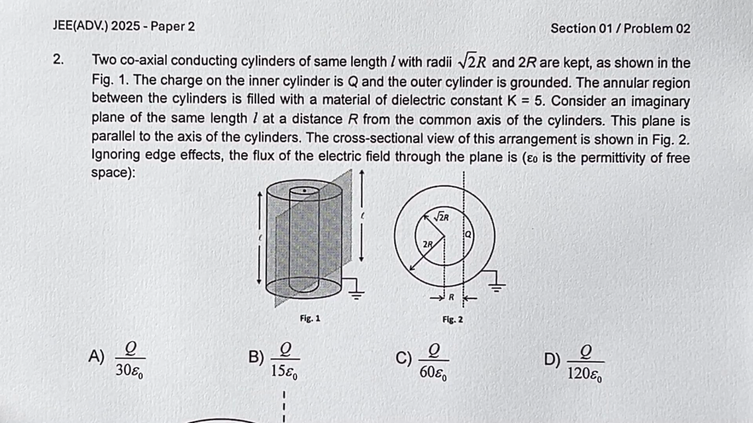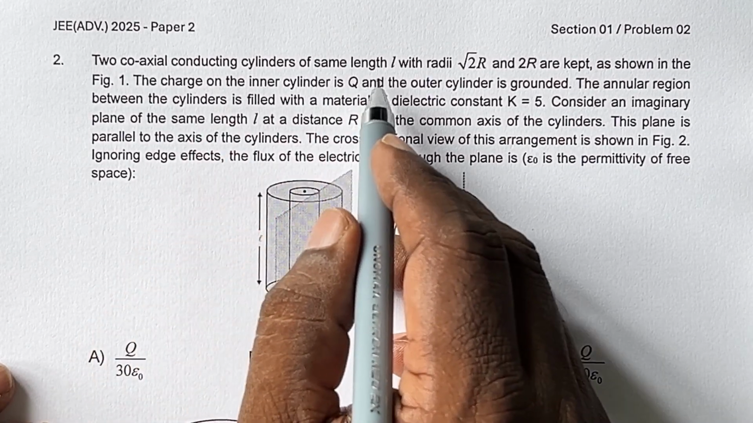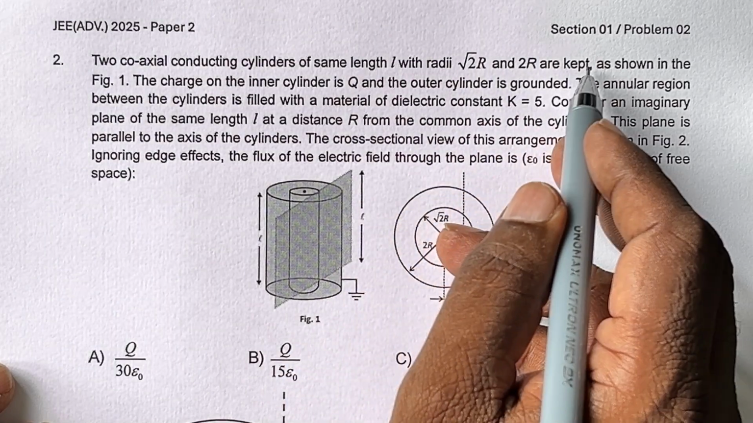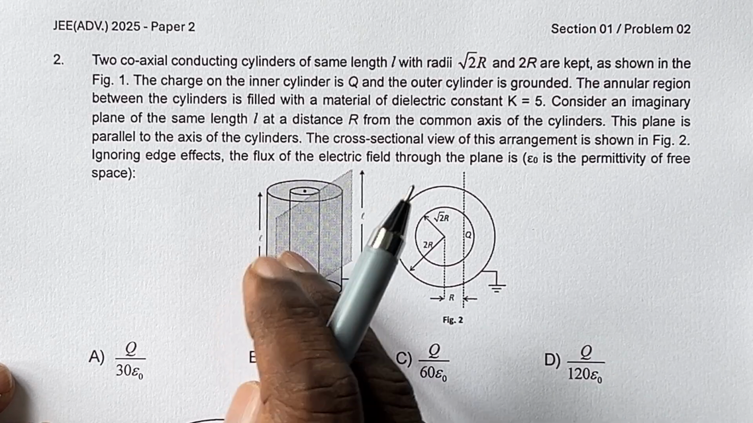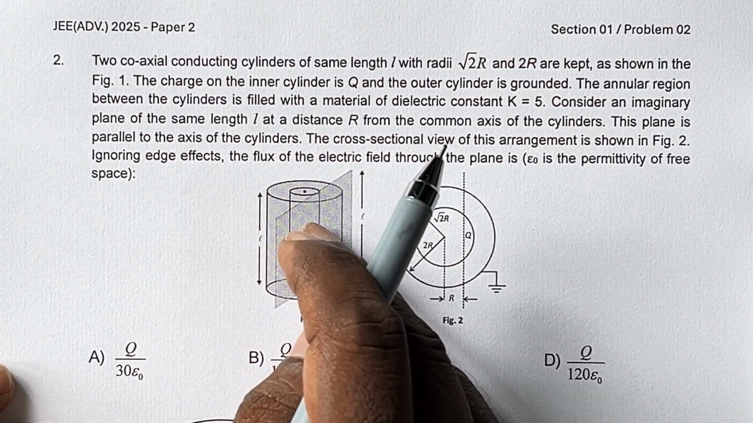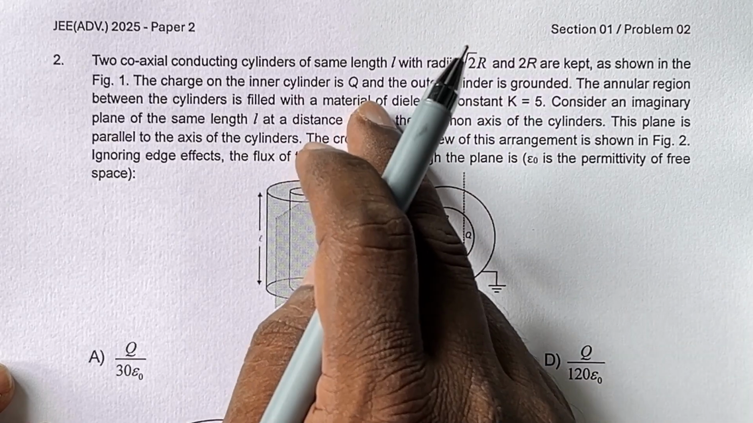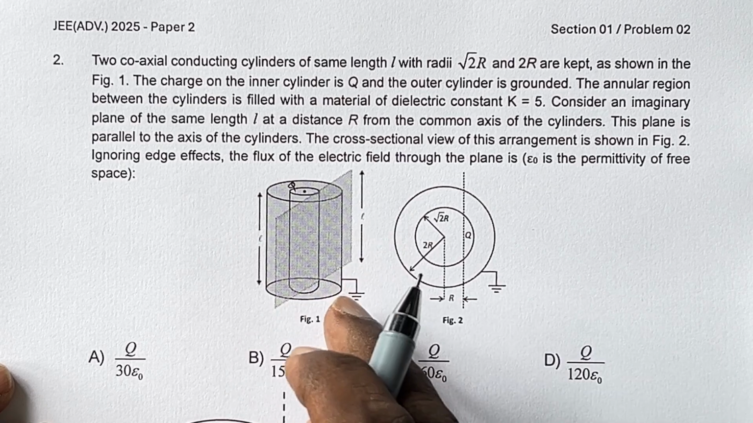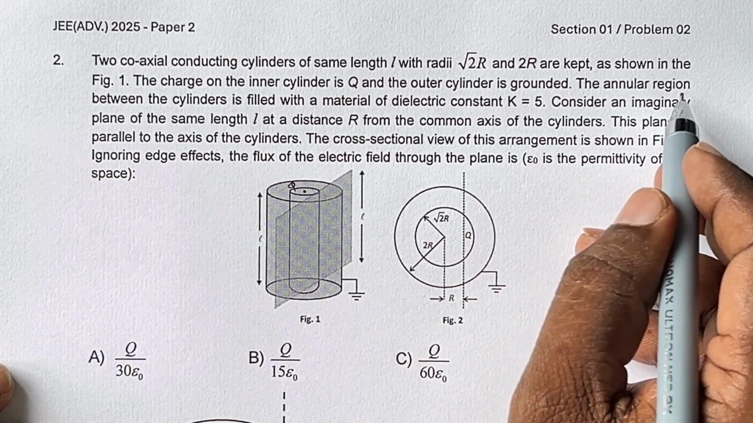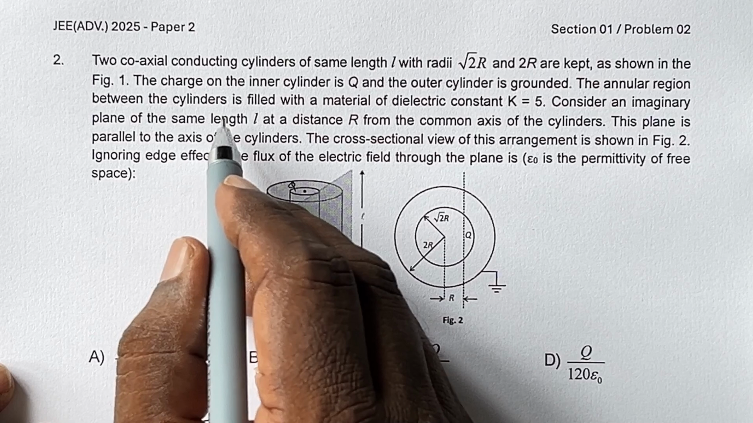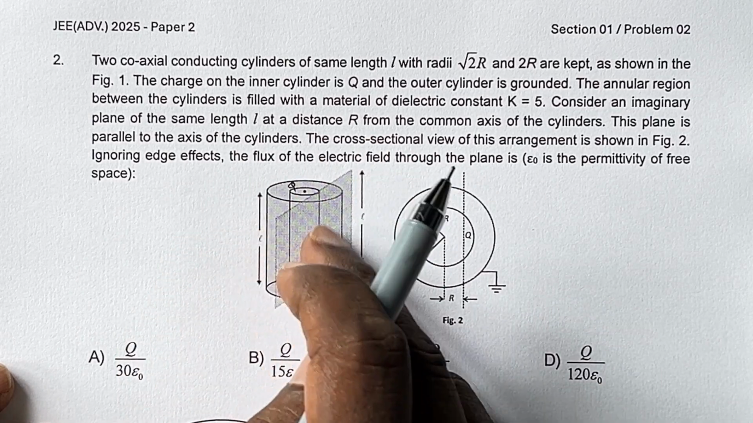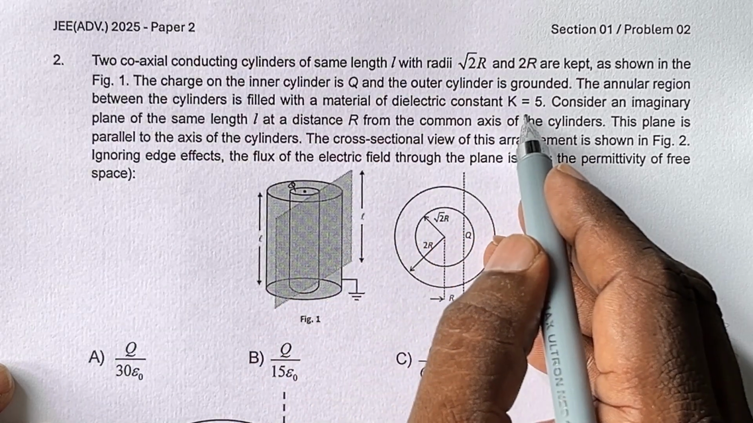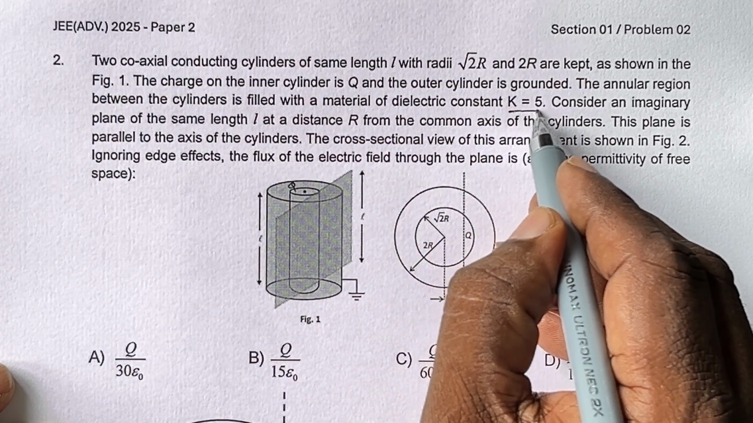In this problem, two coaxial conducting cylinders of the same length and radii root 2 r and 2 r are kept as shown in figure 1. The charge on the inner cylinder is Q, and the outer cylinder is grounded. The annular region between the cylinders, the middle part, is filled with a material of dielectric constant K equal to 5. So K is equal to 5.